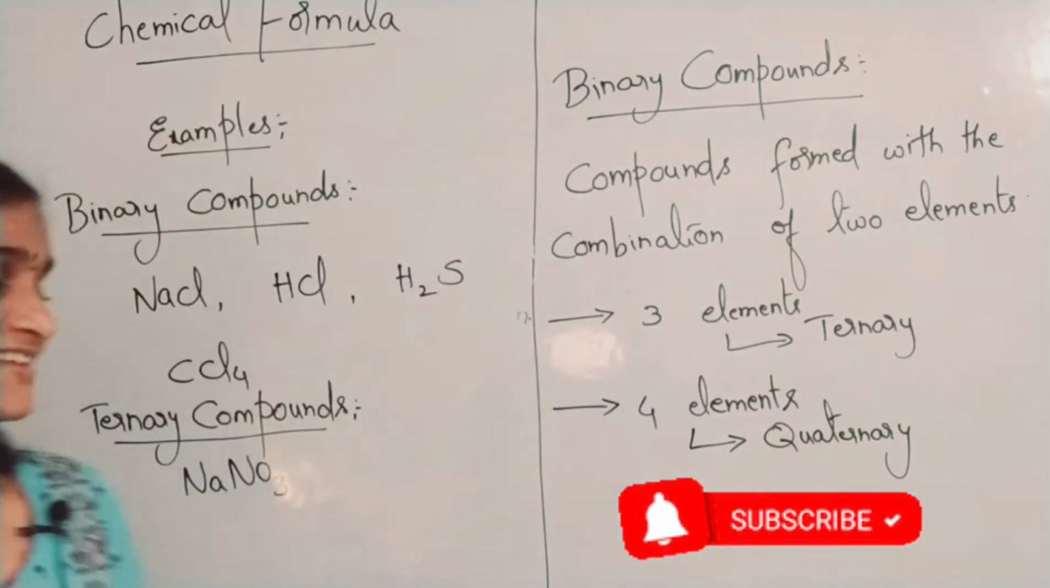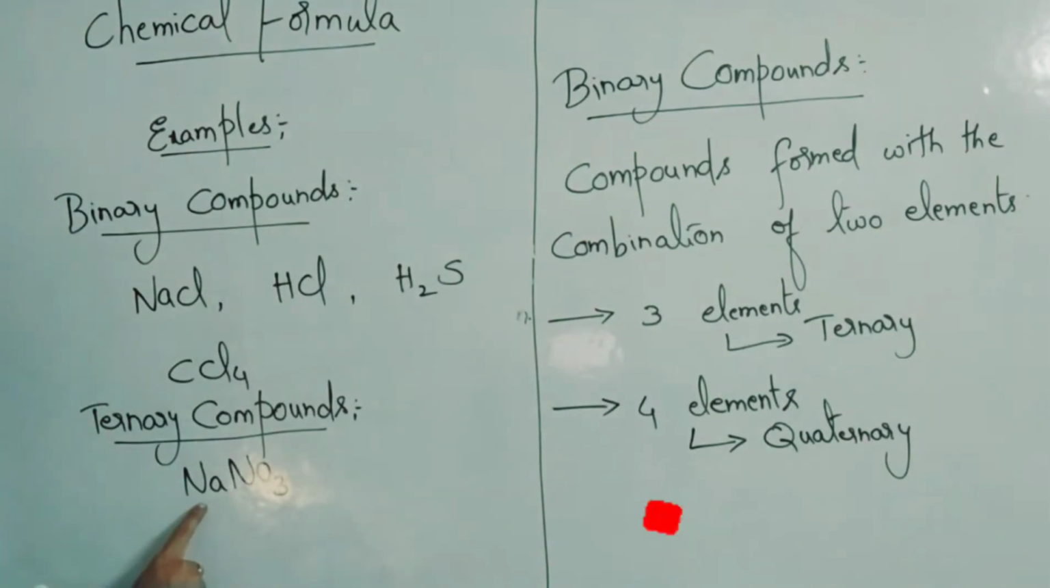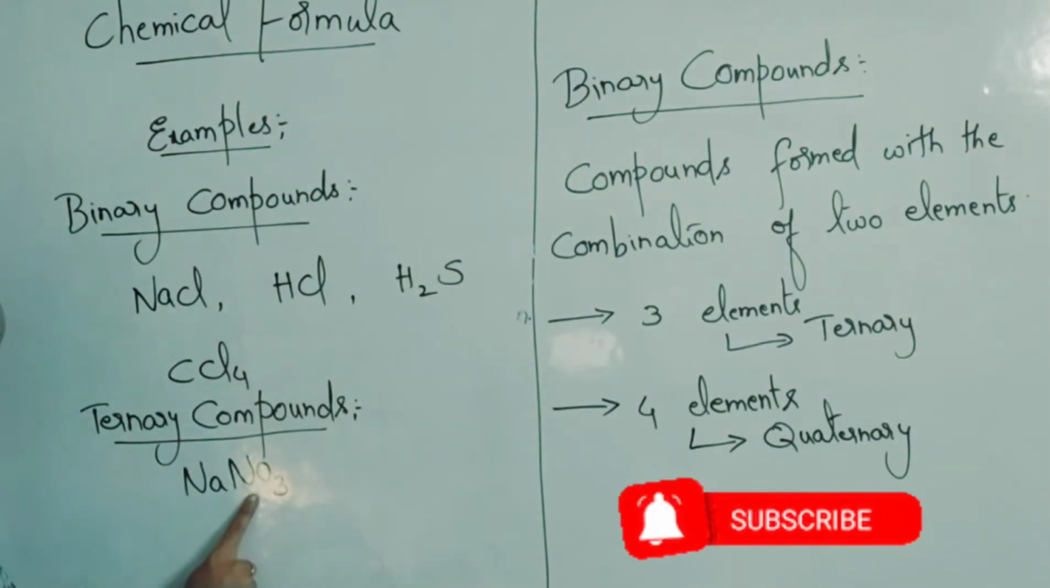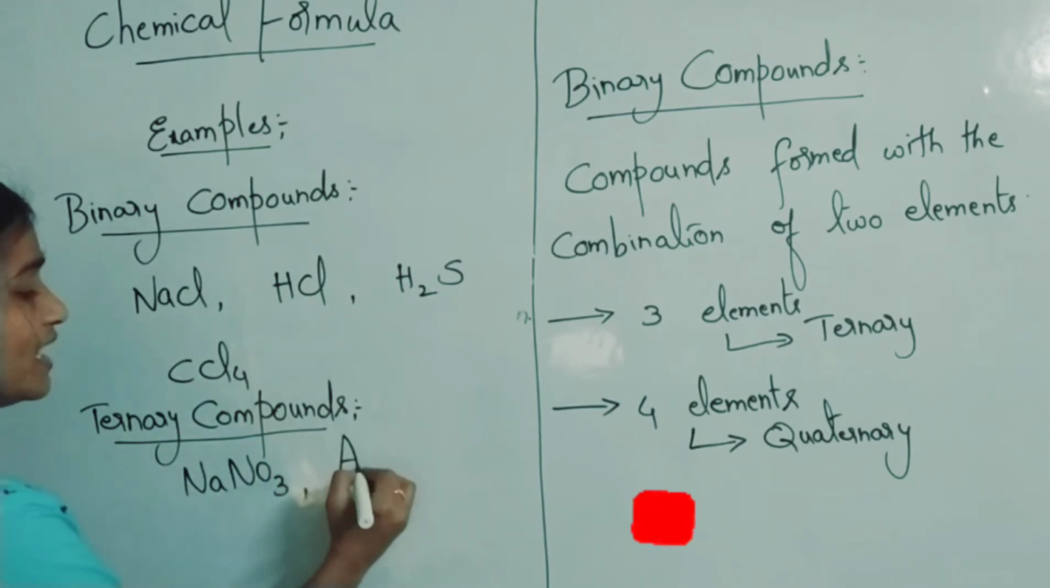Okay, right. So NaNO3 stands for what? Sodium nitrate. Here three elements are there. Sodium is there, nitrogen is there, and oxygen is there. Same like that.